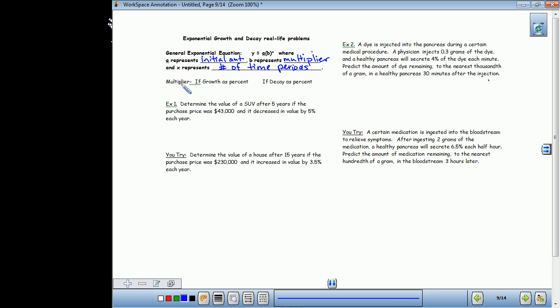Okay, our multiplier. If it's growth, we change that percent to a decimal, and do we add or subtract from 1? Add. So it's 1 plus the percent written as a decimal. If it's decay, it is 1 minus the percent written as a decimal.